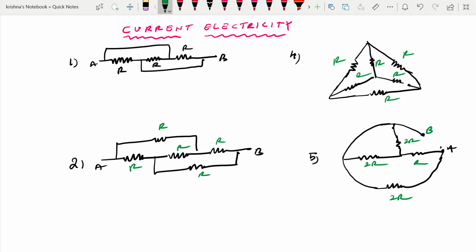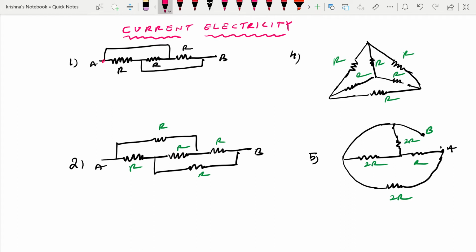In current electricity, a few numericals I am going to discuss. The first problem: the effective resistance between A and B. How to find out the effective resistance between A and B? It is very simple.